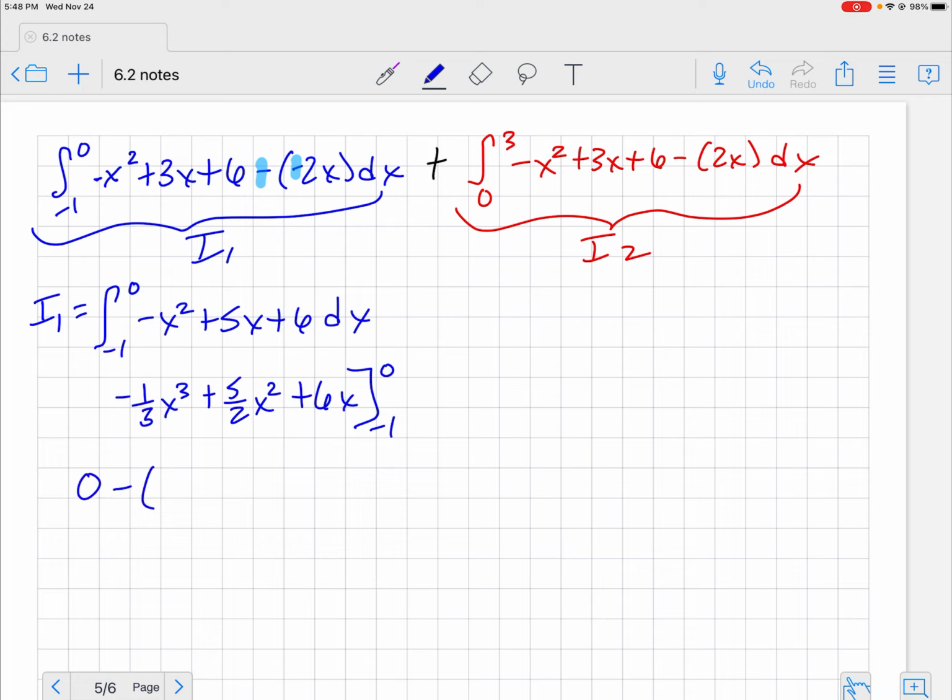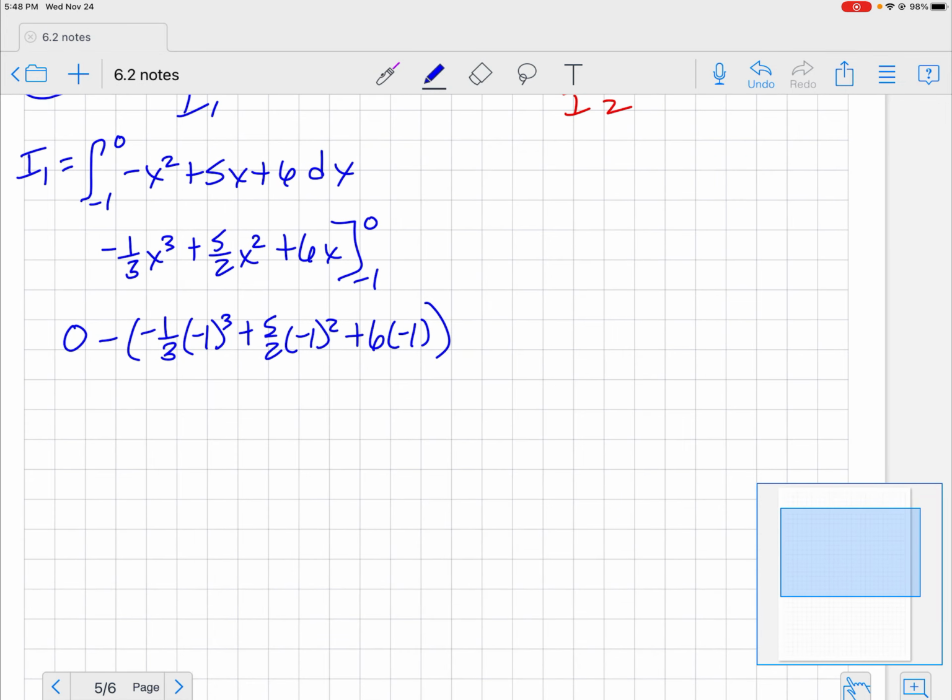So I'm not writing all that back out. But you are subtracting the next term, which does have value. So make sure you don't lose that out when you try to shortcut this stuff. I've still got negative 1/3, negative 1 cubed, 5/2, negative 1 squared, 6 times negative 1. So let's do this thing.